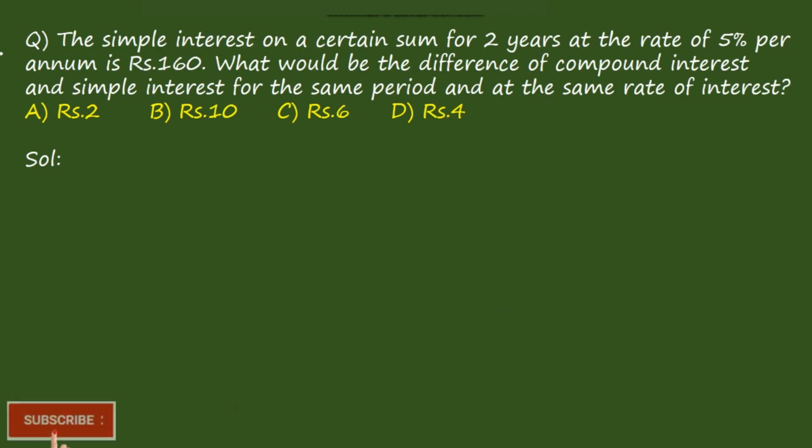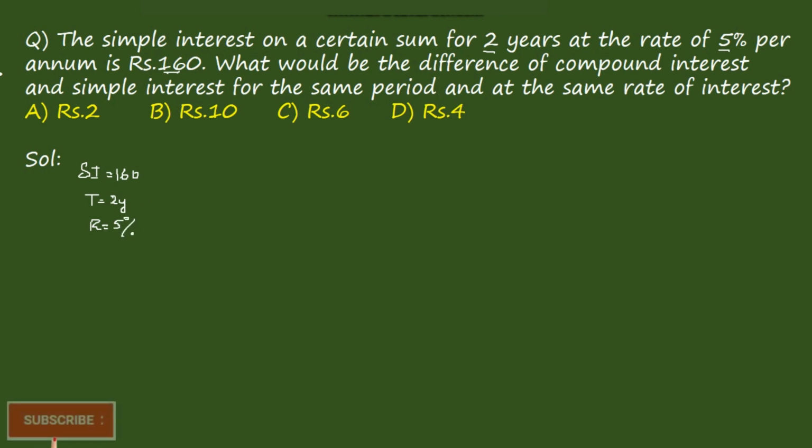Come to next question. Simple interest on a certain sum for 2 years at the rate of 5% per annum is rupees 160. What would be the difference of compound interest and simple interest for the same period at the same rate of interest? First, understand the question. They're saying that simple interest on a certain sum for 2 years at the rate of 5% per annum is rupees 160. Right? So they are giving that simple interest is equal to 160, for the time t is equal to 2 years, and the rate is given as 5%.